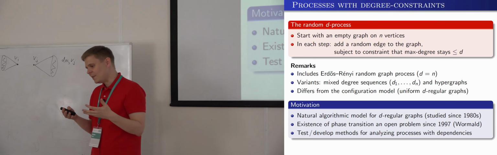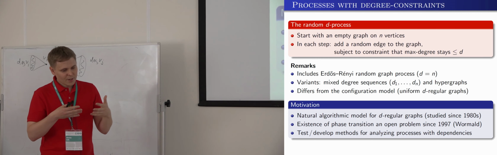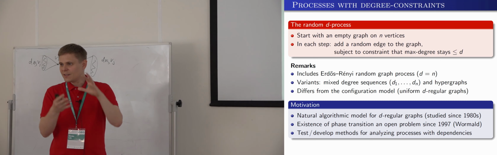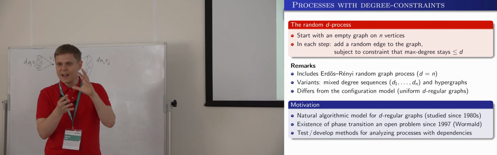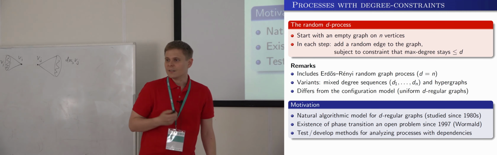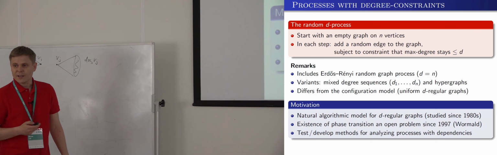So one way to see this is that you can only add edges between vertices that are still active. And the set of active vertices changes over time, and this makes a lot of the standard tools and techniques unavailable in this setting. So it's like a test bed for development of new tools for studying the phase transition.